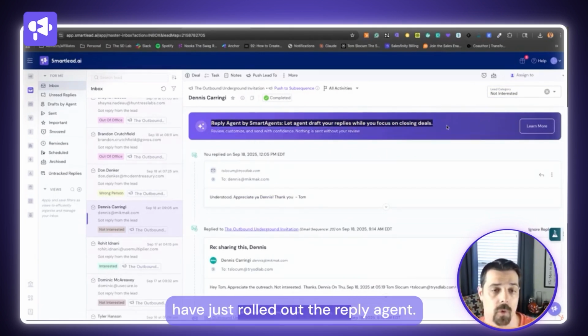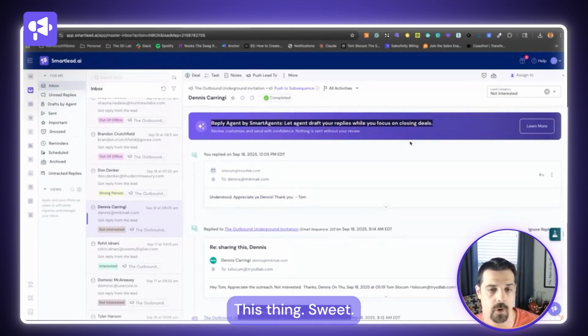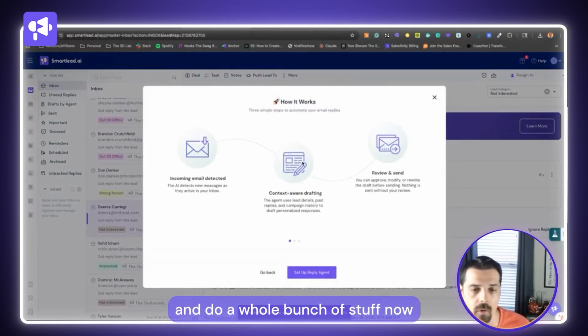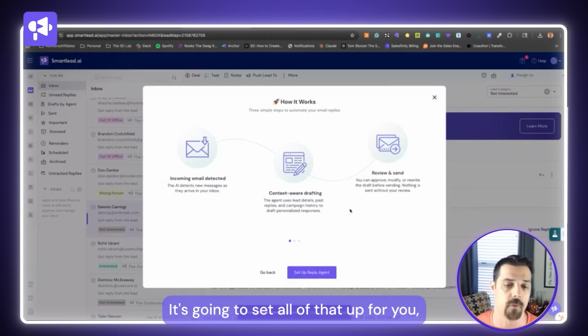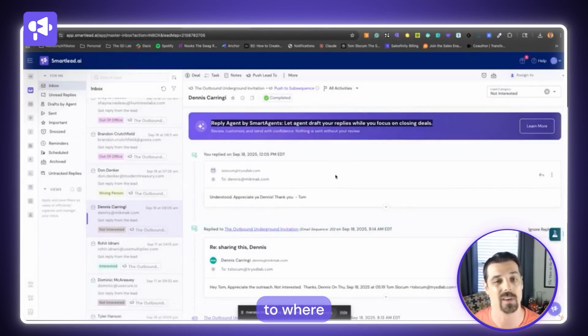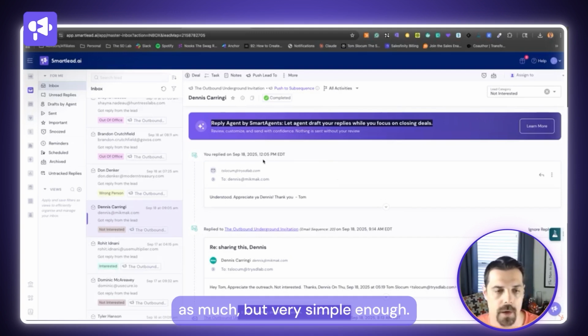And they have just rolled out the reply agent. This thing's sweet. You can actually build and do a whole bunch of stuff now in incoming email detection and context-aware drafting. It's going to set all of that up for you, which is very, very cool, to where you might not have to be doing this as much, but it's very simple enough.